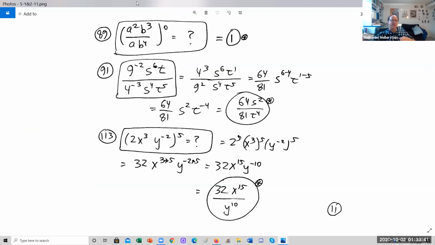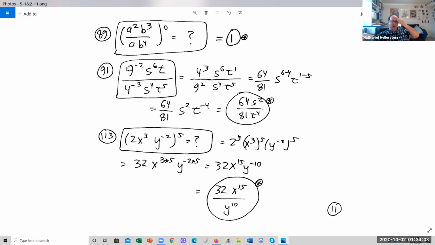Now here is a trickster one. a to the second, b to the third over a, b to the fourth. They're tempting you to go to all this trouble, writing out all this, and then take it to the 0th power. But anything to the 0th power is 1, so you can do that in one step and avoid a lot of diversionary steps.